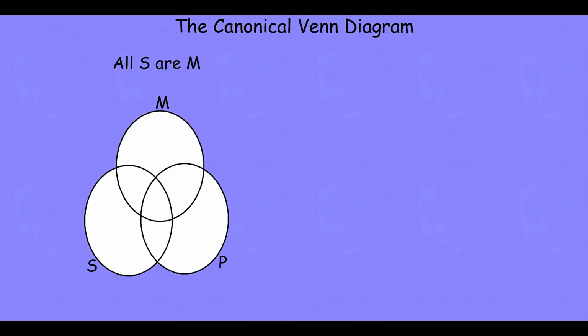Suppose I have a premise that says all S are M. Well, then I know that I'm going to have to shade that area in S and outside of M, because it would have to be empty for this premise to be true.